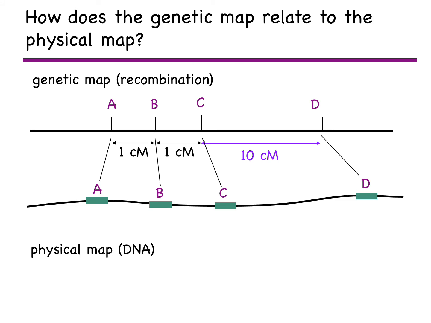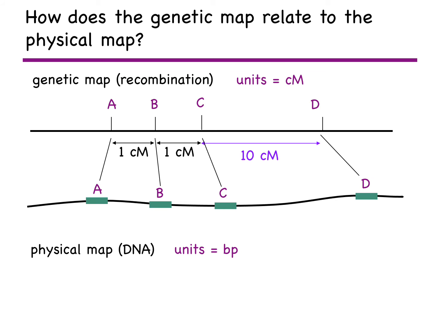So how does the genetic map relate to the physical map? Again, the genetic map is based on recombination units. The main unit that's used is the centimorgan, which is the same as a map unit, or the percentage of recombination that takes place in a particular interval. And the highest resolution unit of the physical map is the number of base pairs of DNA.